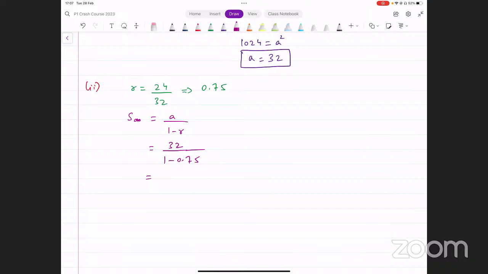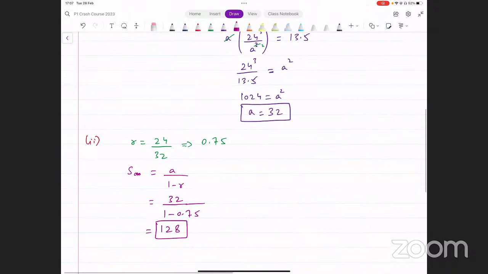Let's figure this out. This turns out to be 128. So the sum to infinity is 128. And that's what we were looking for in the second part. Again, that's pretty straightforward. All right, let's look at the next part now.